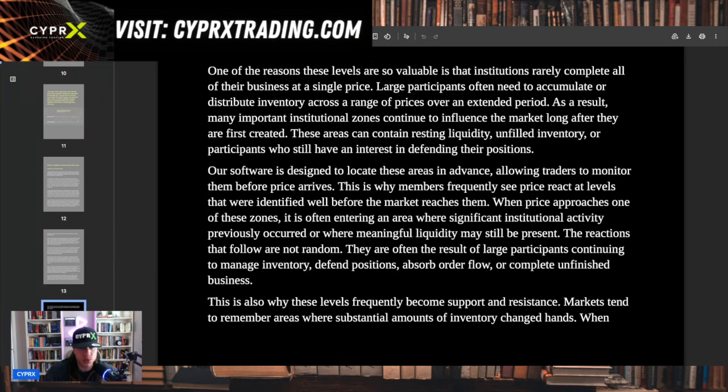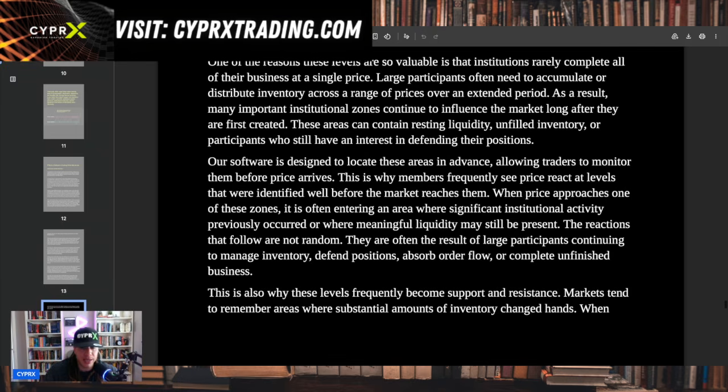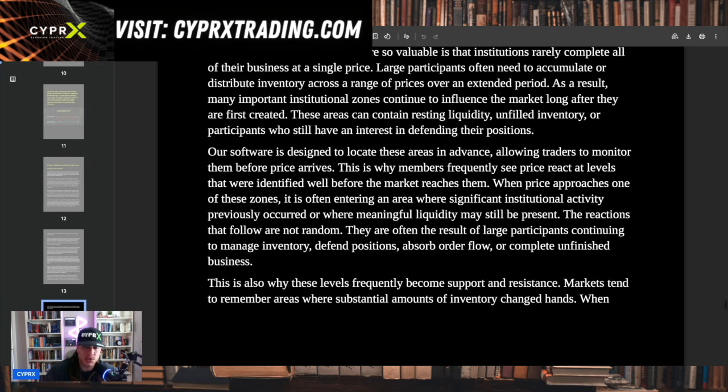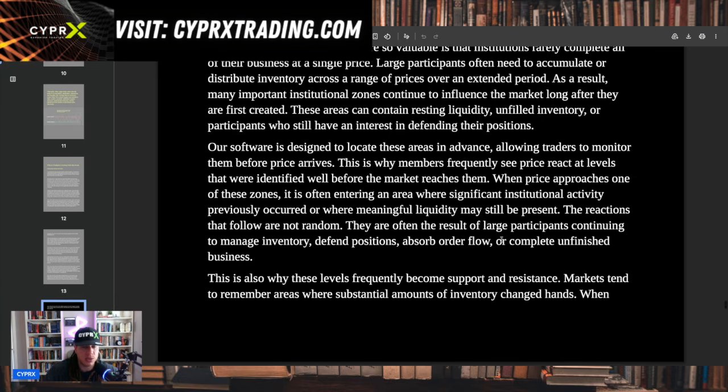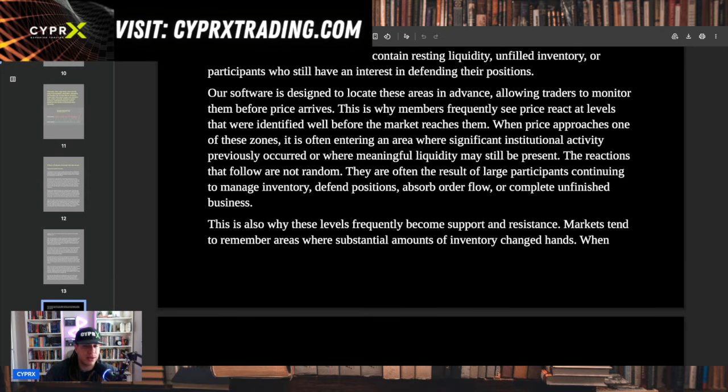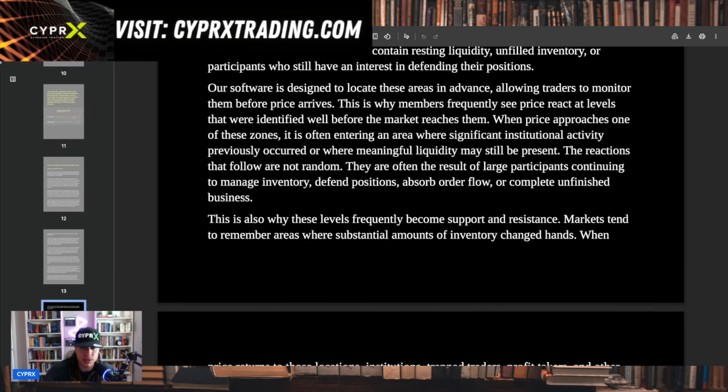When price approaches one of these zones, it is often entering an area where significant institutional activity previously occurred or where meaningful liquidity may still be present. The reactions that follow are not random. They are often the result of large participants continuing to manage inventory, defend positions, absorb order flow, or complete unfinished business. This is also why these levels frequently become support and resistance.